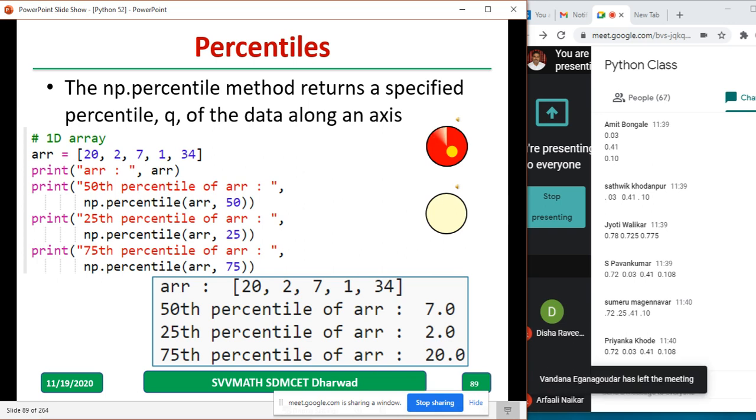Take a sum array equal to some numbers. Let me go to the next slide.